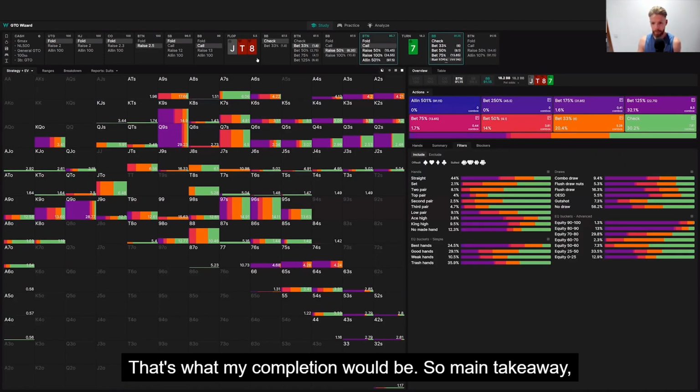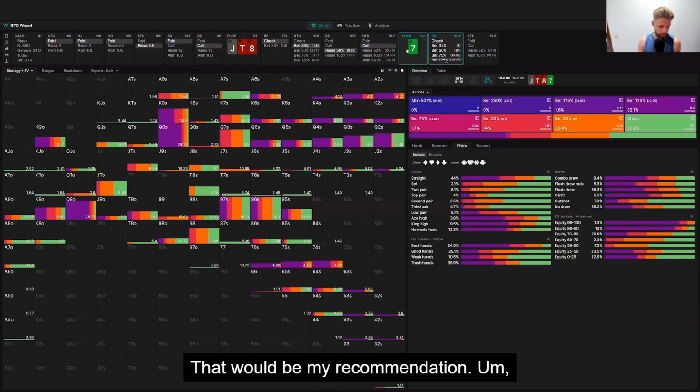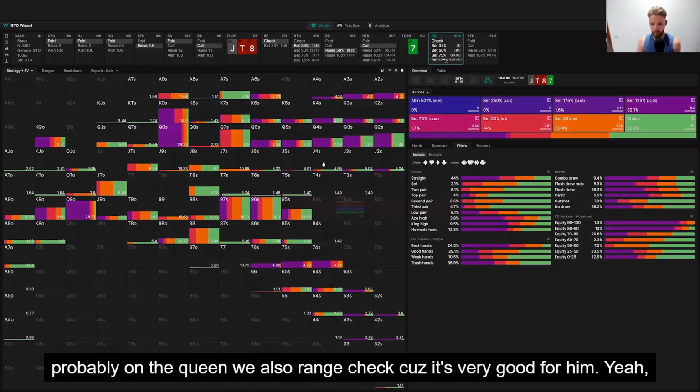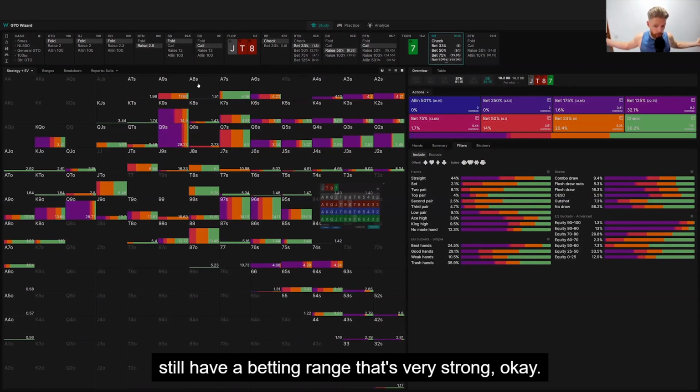Basically, that's what my conclusion would be. So main takeaway: if there's a lot of bad turns, don't start to build a big pot. That would be my recommendation. Probably on the queen, we also range check because it's very good for him. Yeah, so basically when it's just very good for him, you could still have a betting range that's very strong, okay?